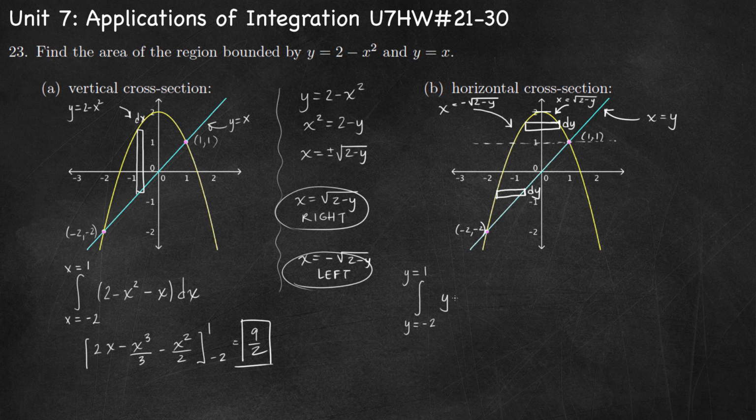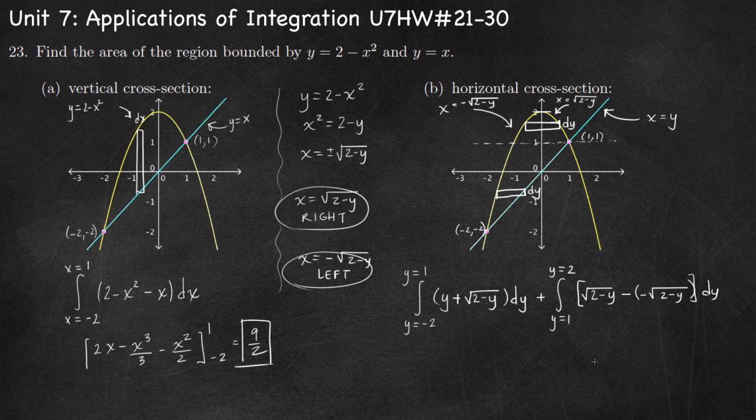So I'm doing right minus left, and that minus negative actually makes it y plus the square root of 2 minus y. So we had a double negative there. And we integrate that with respect to y. Plus, and then I have an integral that starts at y equals 1 and goes up to y equals 2. And we're going to do right minus left here. So the right side is square root 2 minus y minus the left side is negative square root 2 minus y, and then times dy.